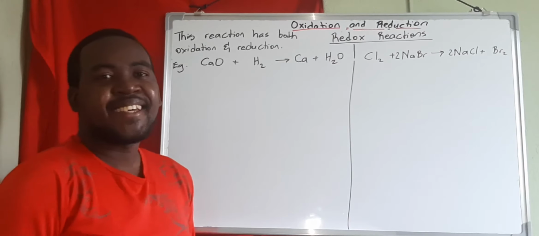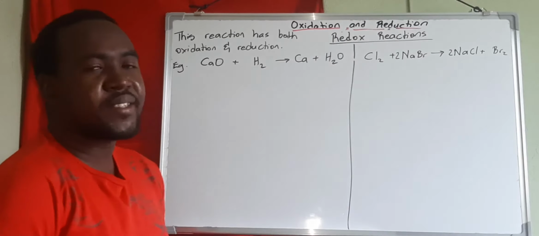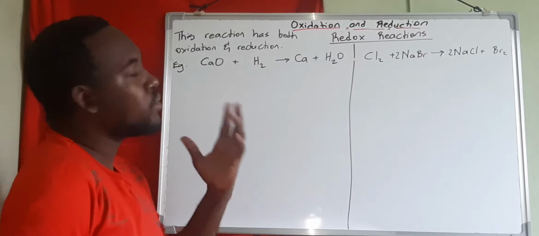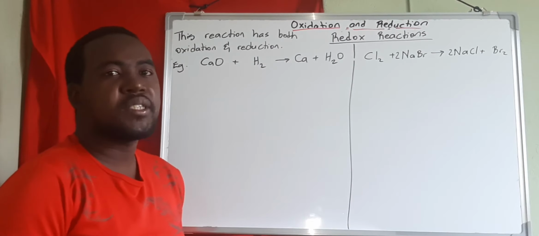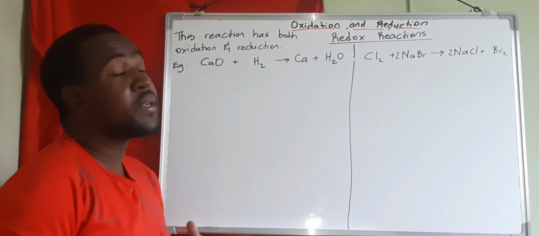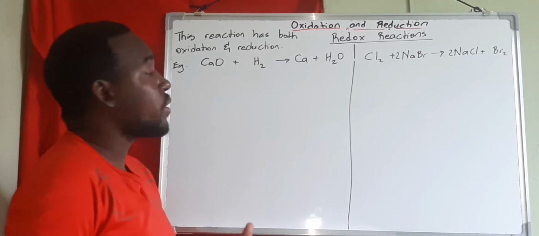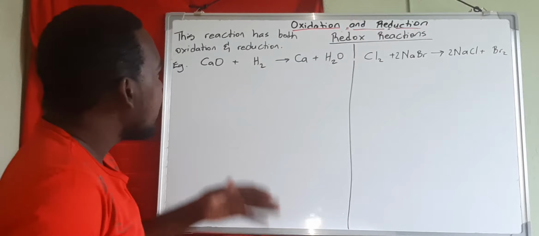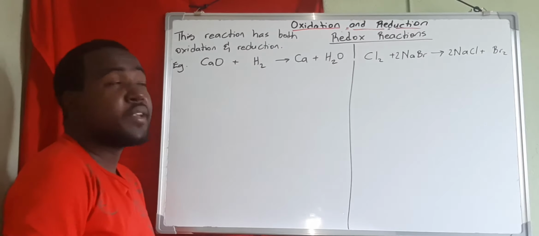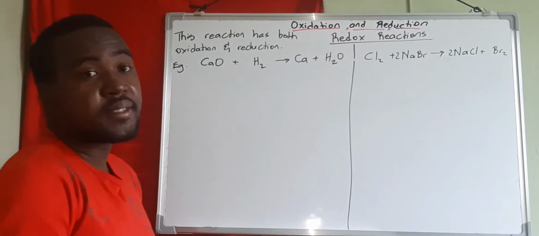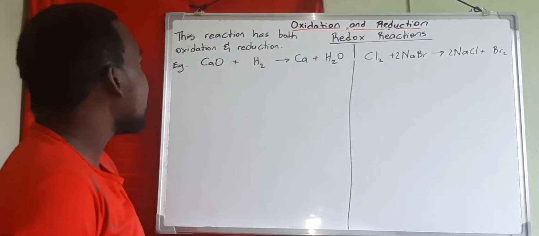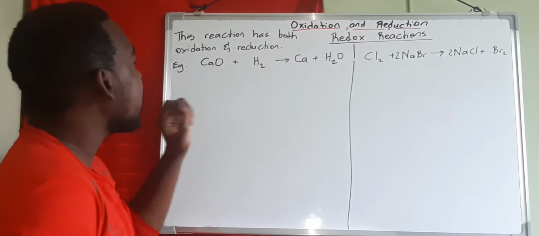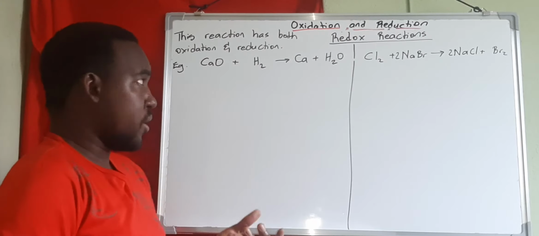All right, guys, so the redox reaction. The redox reaction takes place when we have both oxidation and reduction happening in one same reaction, right? So remember, oxidation is the loss of electrons, while reduction is the gain of electrons. So for us to have a redox reaction, both reduction and oxidation have to occur.